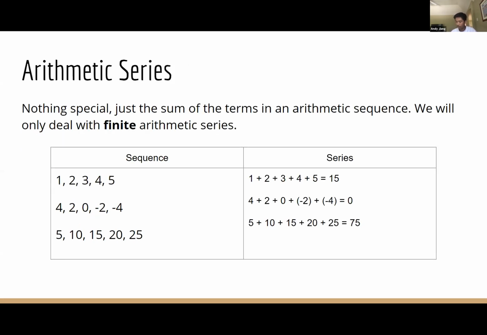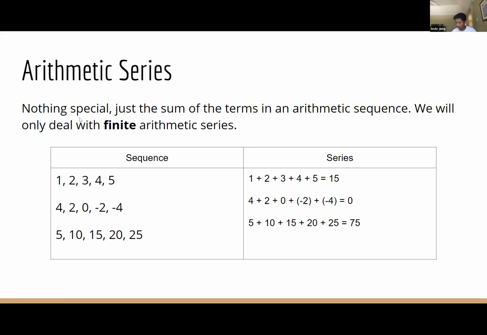So an arithmetic series, like the last word has changed, but it just means that you're summing up the terms in a sequence. So we'll be going over some tricks that will help if you're doing that. And typically, of course, we'll be doing finite arithmetic series, because if we do an infinite series, then it's just going to go on to either positive infinity or negative infinity. Right, so we'll have a finite number of terms.